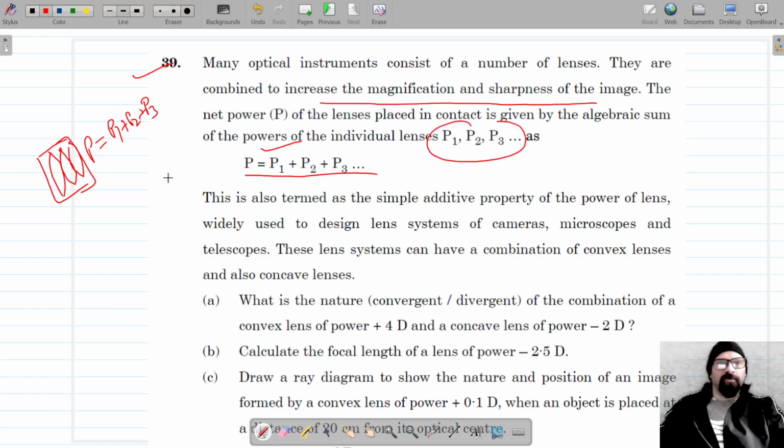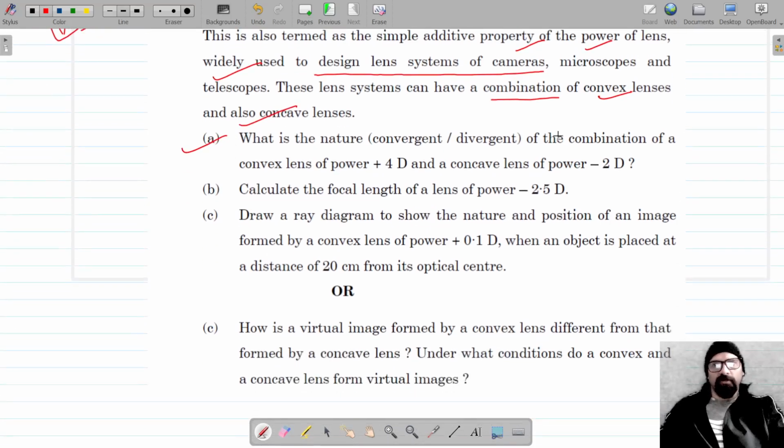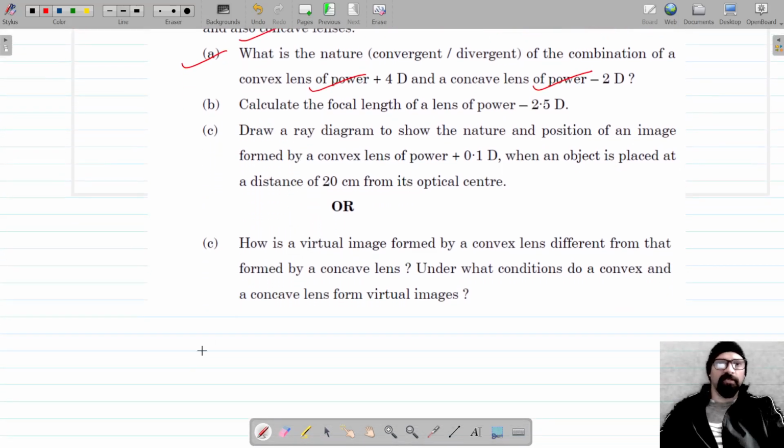That is, if we add the powers of the individual lenses, it will give us the power of the effective lens formed. These are widely used to design lens systems of cameras, microscopes, and telescopes. This lens system can have a combination of convex as well as concave lenses. So if a convex lens of power 4D and a concave lens of power minus 2D are combined, what should be the nature of the combination of the lens?